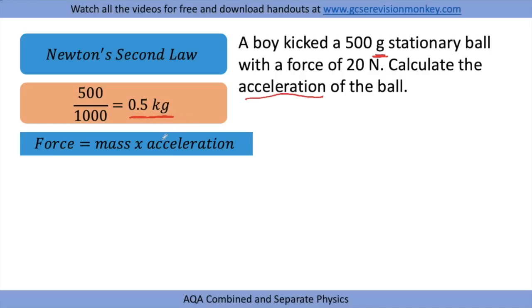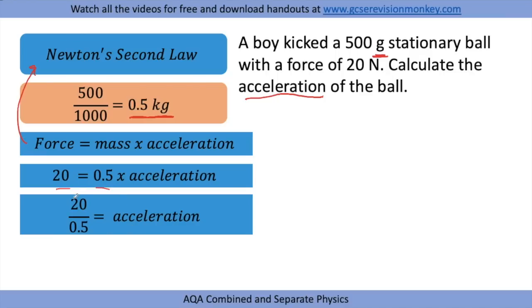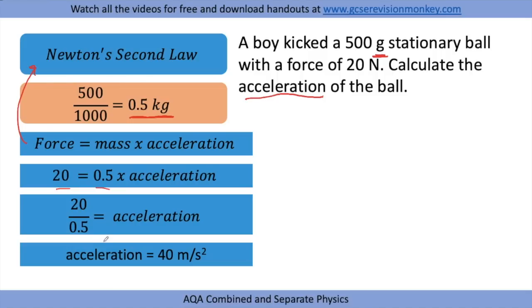The equation we're using is force equals mass times acceleration. That's one that links to Newton's second law. And we'll put the numbers in that we've got. So 20 newtons is the force, 0.5 kilograms is the mass. So if we rearrange this, acceleration would be equal to 20 divided by 0.5, which will give us an acceleration of 40 meters per second squared.